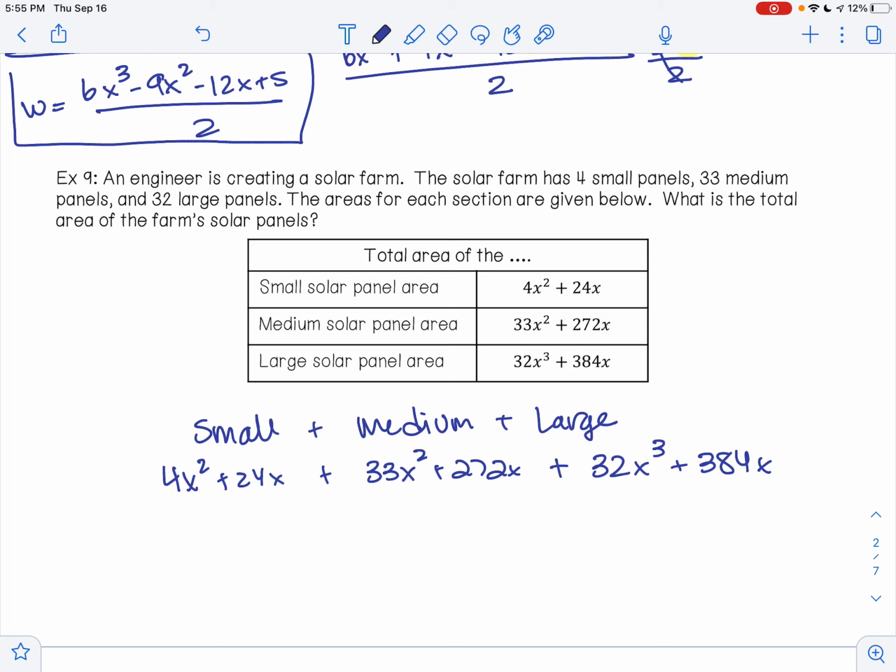So now I can combine like terms. I can see that this is my highest degree, so I'm going to go ahead and write that first since it doesn't have any like terms. 4x squared plus 33x squared is 37x squared. And then 24x plus 272x plus 384x. Let me just go ahead and grab my calculator for that one. So 24 plus 272 plus 384 is 680x. That would be the total area.